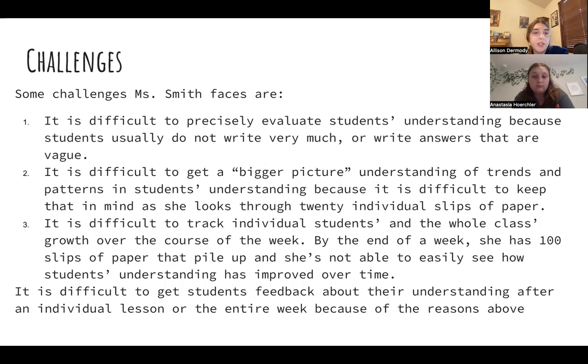Now we're going to talk about the challenges. The challenges she faces are, first, it's difficult to precisely evaluate students' understanding because students usually do not write very much or write answers that are vague. The second challenge is that it is difficult to get a bigger picture of trends and patterns in students' understanding because it is hard to keep that in mind as she looks through 20 individual slips of paper.